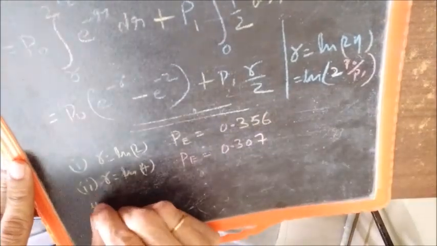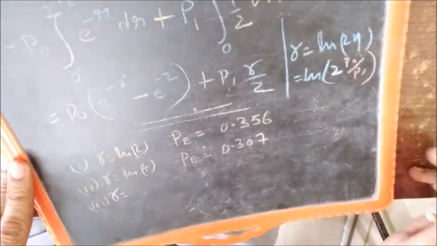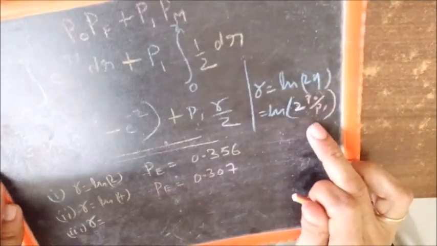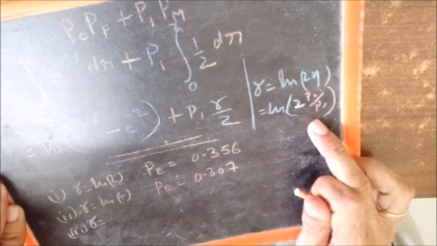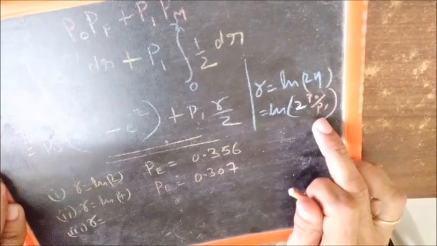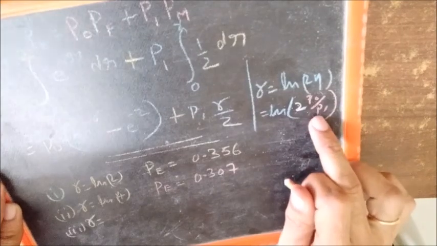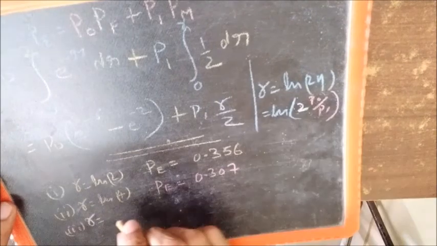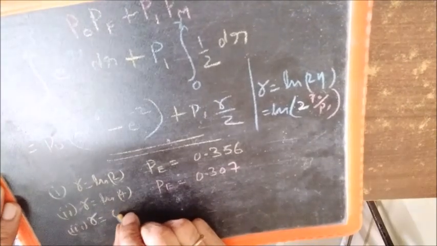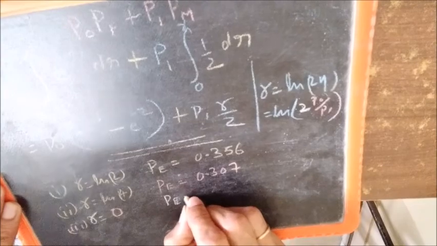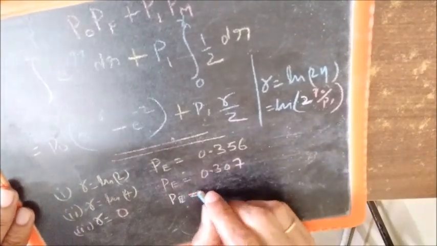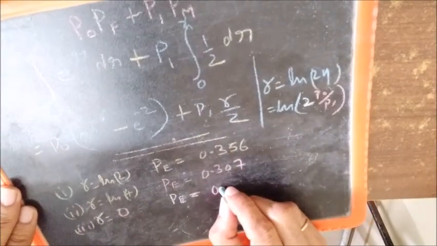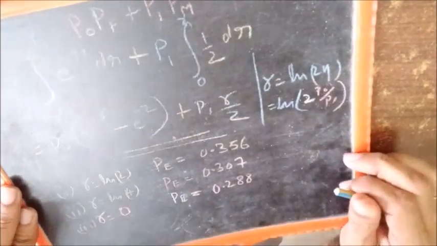And finally, for the third case, P0 is 1 by 3 and P1 is 2 by 3, so eta will be 1 by 2, and ln of 2 into 1 by 2 will be ln 1, which is 0, so gamma will be 0. You can substitute gamma as 0 here, with P0 as 1 by 3 and P1 as 2 by 3, and you will get something like 0.288 or something very close to it.